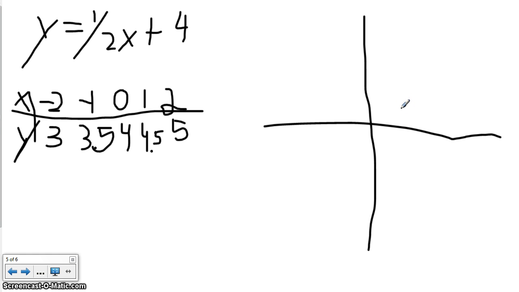Now, shh. Let's plot this linear equation. So, over 2, up 3. Now, -1 over, and up 3.5 spaces. And now, take the 0, can't go anywhere, you can only go up. There we go. Almost there, kids. And then over 1, and up 4.5. And then over 2, and up 5.